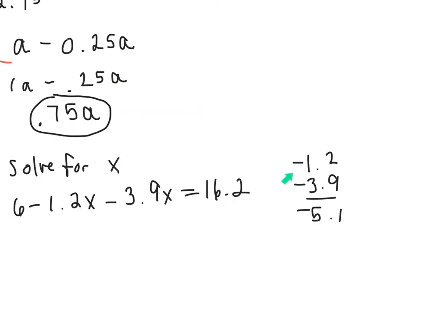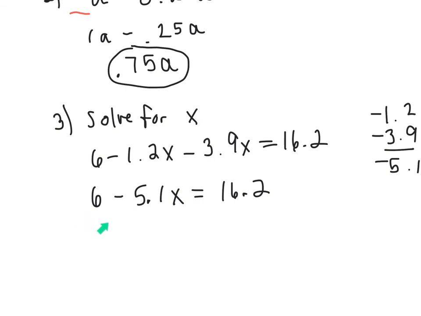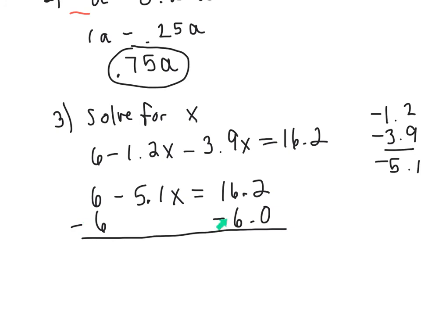So over here we have negative 1.2 and a negative 3.9, so we're actually adding 9, 10, 11, carry the 1, 3, 4, 5, so negative 5.1. So these two terms here combine to negative 5.1x. So the 6 comes straight down, minus 5.1x equals 16.2. So now our like terms are the 6 and the 16.2. We need to take this and subtract it. So minus 6, minus 6.